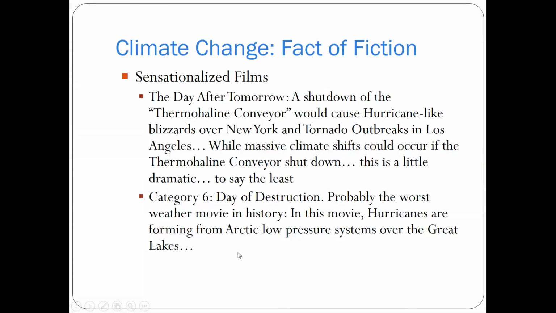In this movie, hurricanes form from Arctic low pressure systems over the Great Lakes. Hurricanes are tropical. They don't form from Arctic low pressures. The Great Lakes, hurricanes don't form there either. So, very, very poorly done. But again, these movies are designed to entertain. They don't educate. But let me give one fact.